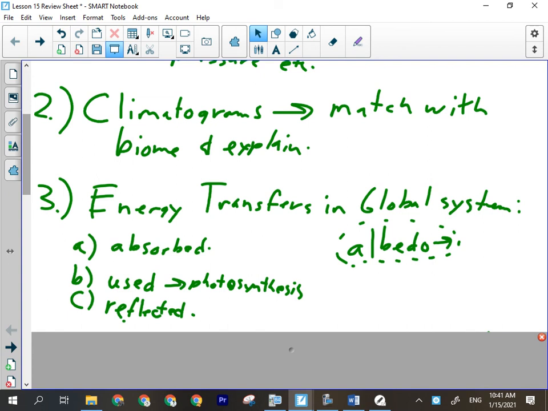Okay, so talk about what happens when it's absorbed, talk about what happens when it's reflected, talk about what happens when it's used, or converted by photosynthesis. Talk about albedo being the reflectivity. Higher albedo means more reflective. Right? Here's how that question's going to go.